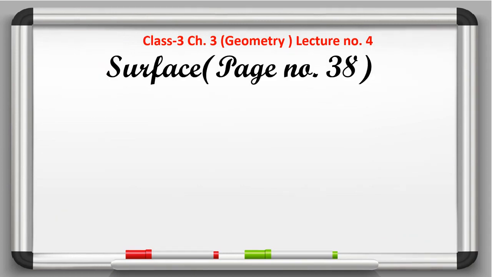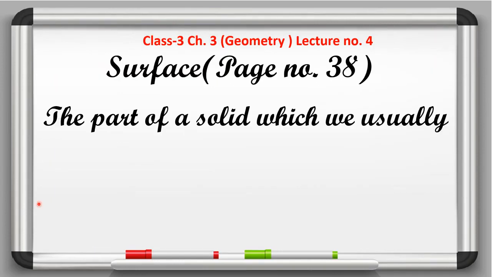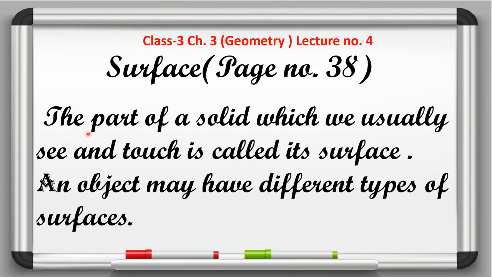Now beta, we will learn about surface, which is given on page number 38. So what do you mean by surface? The part of a solid which we usually see and touch is called its surface. An object may have different types of surfaces. The part of a solid, solid का वो part जिसे हम देखते हैं और टच करते हैं, ठीक है? That is called its surface. वो उसका surface कहलाता है.